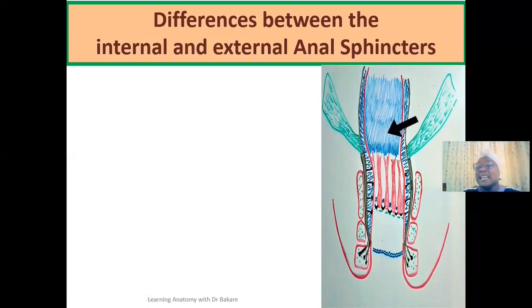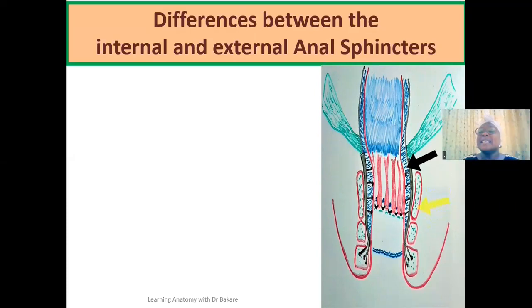So this is the internal anal sphincter here, arrowed in black. We already described in our previous lecture that the internal anal sphincter is seen to surround the anal canal at its superior two-thirds, while the external anal sphincter here, arrowed in yellow, is seen to surround the external part of the internal anal sphincter. And this is seen to surround the anal canal at its inferior two-thirds.